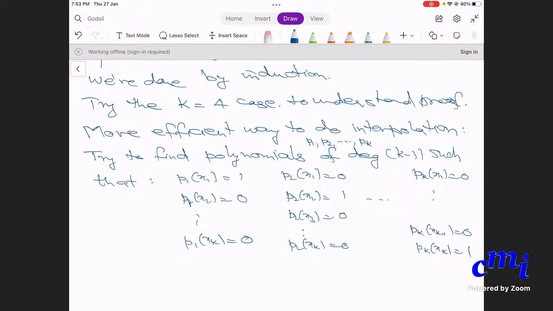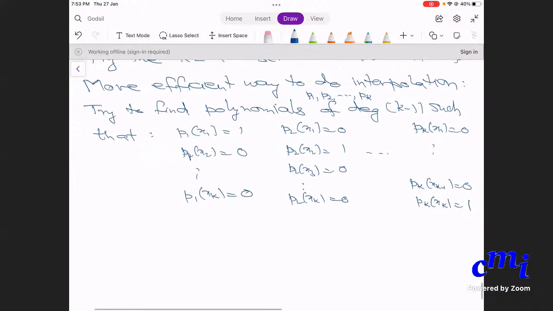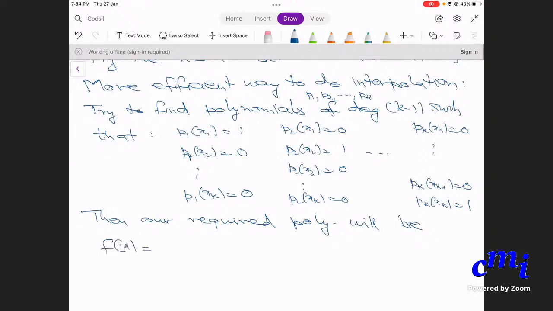Suppose we can find such polynomials, right? If we find polynomials P1 up to Pk of degree k minus 1, such that Pi is 1 at xi and 0 at all the other x's, at xj where j is not equal to i, then we can easily solve this Lagrange interpolation problem. Then our required polynomial will be f of x equals y1 P1 of x plus y2 P2 of x up to yk Pk of x.